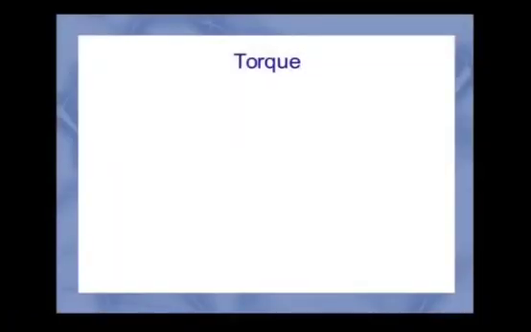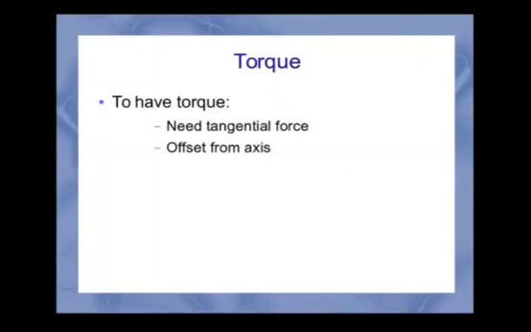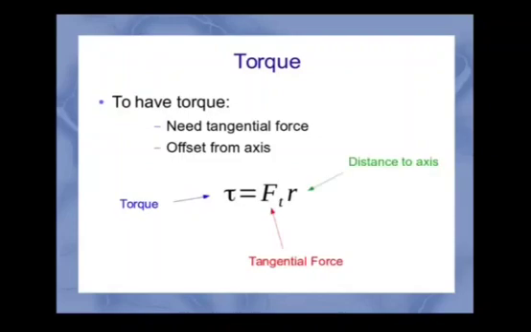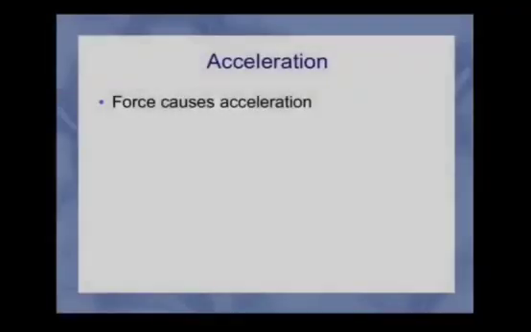Okay, now let us see what is torque. To have torque, we need a tangential force and an offset from the axis. So there is an equation, tau is equal to F t into r, that is, tau is torque and F t means tangential force, and r is the distance to the axis, sometimes called the radius. Okay, so in my torque equation I can put the tangential force.